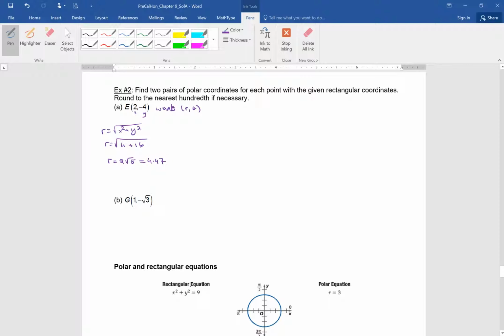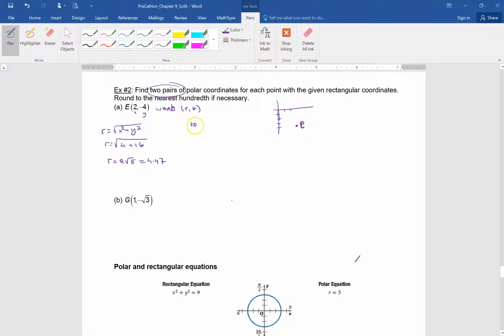Now, our instructions say to find two pairs of polar coordinates for each. You know that the radius is a fixed radius. That can't change. But the angle through which you rotate, you have the possibility of rotating. So let's sketch where 2 and negative 4 is. You go 2 on the x and 4 on the y in the negative direction. So this is where my point is. All right, let's find the angle now.